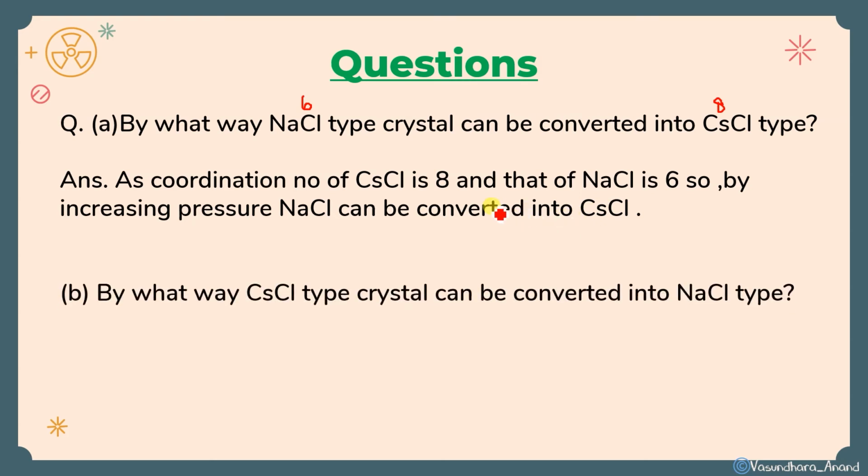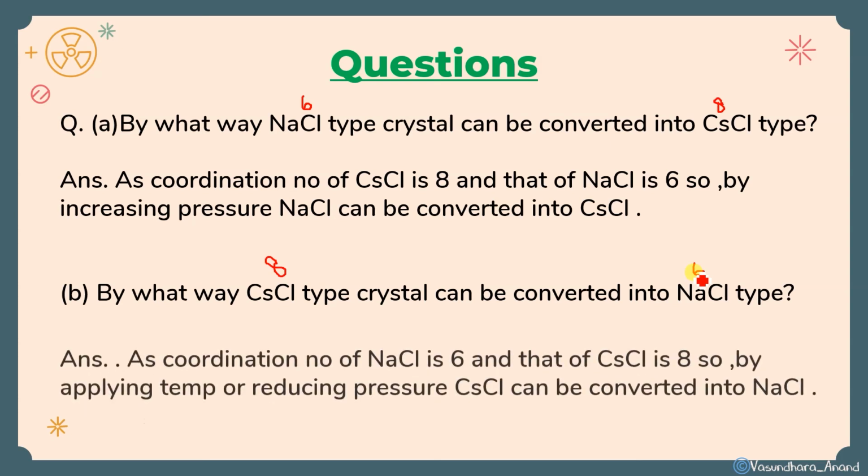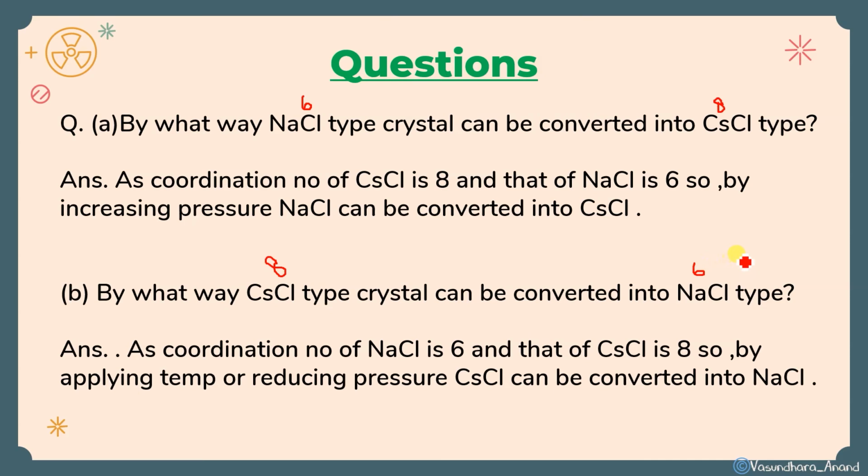Like the question is, by what way can a CsCl type crystal be converted into NaCl? Now the coordination number is 8 and afterward it is going to be 6, that means the molecules are going away from each other, isn't it? So that means by decreasing the pressure or by increasing the temperature we can do it. Yes. So as the coordination number of NaCl is 6 and that of CsCl is 8, by applying temperature or reducing pressure, CsCl can be converted into NaCl. I hope it is clear.